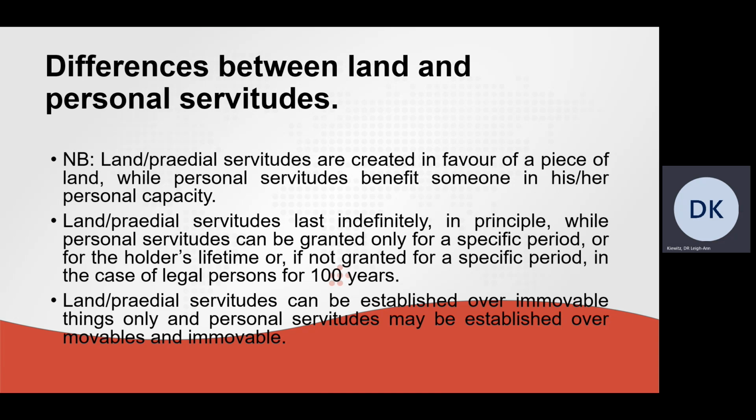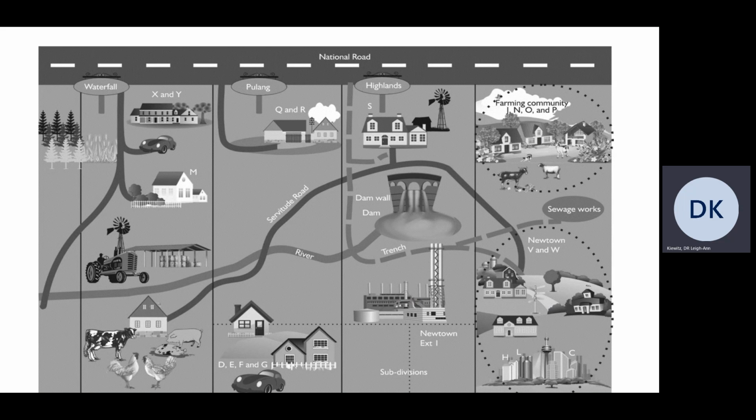What are the differences between land and personal servitudes? A land servitude is created in favor of a piece of land, while personal servitudes benefit someone in his or her own personal capacity. As you can see, M, the servitude of habitatio, benefits her in her personal capacity. In the case of S having a servitude of right of way over Pulang to access the farm of X and Y, namely Waterfall, you can see that the servient tenement serves the dominant tenement. And that is how personal servitudes differ from predial servitudes.